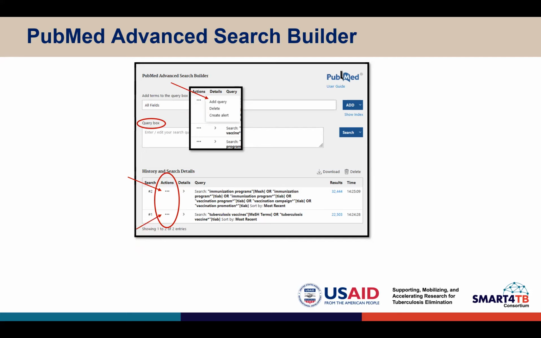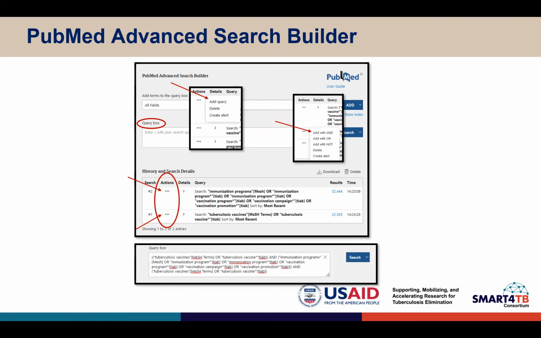And then I go to the second one. And again, under actions with the three dots, I'm going to click on those. But guess what? You have a couple of more options to choose, but I want to add with AND. And once all that is together, as you can see, there's the query box with tuberculosis vaccines and the immunization programs concepts. And they are together. And then we search.